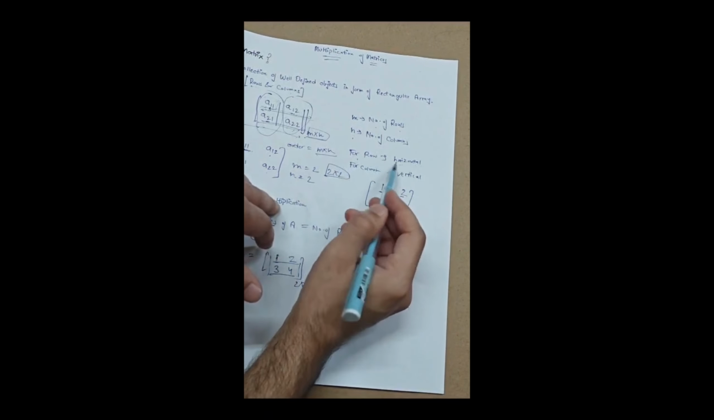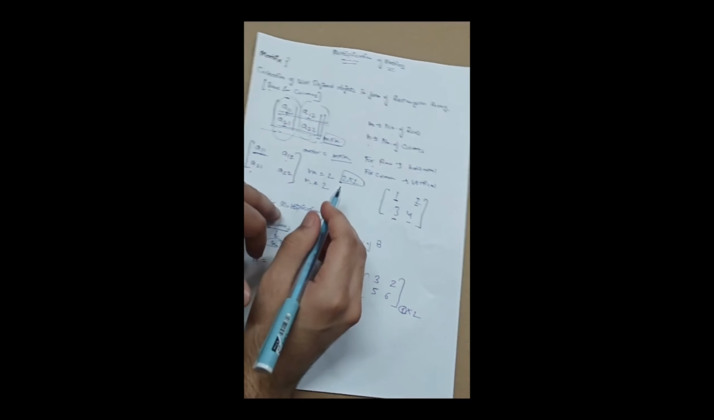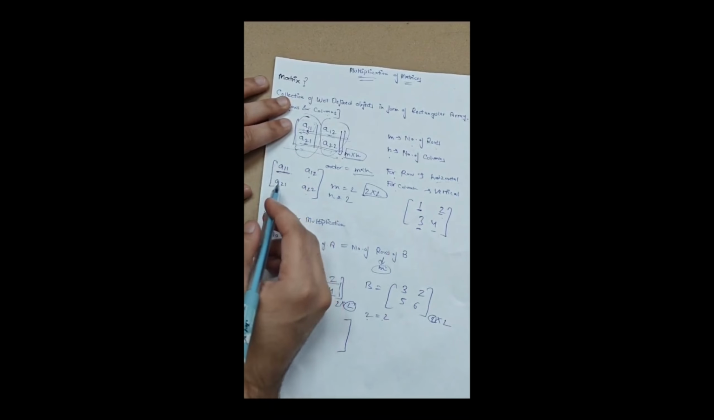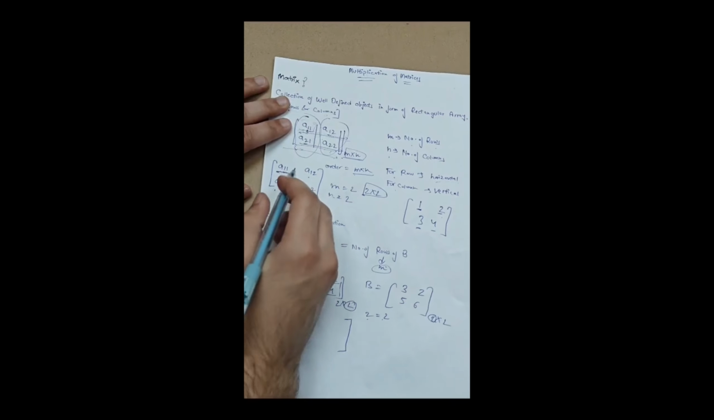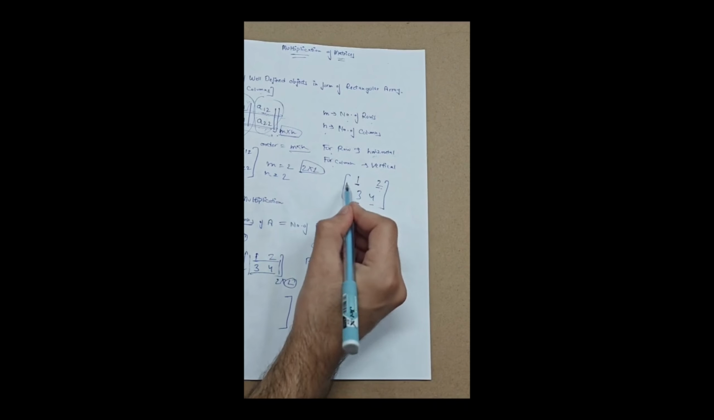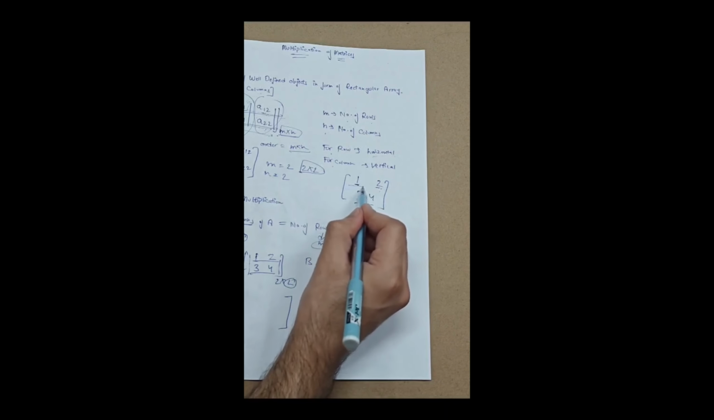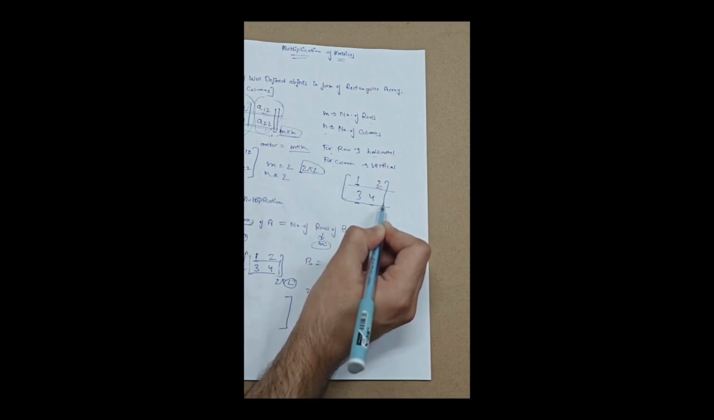Now the question is how to determine the number of rows and columns. So the thing is, for rows you have to look horizontally and for columns you have to look vertically. This is a very basic concept. For rows you have to look at the group of elements that are in horizontal manner. Let's understand in this basic example: 1 and 2, look horizontally. So this is 1 and this is 2. So there are 2 rows.